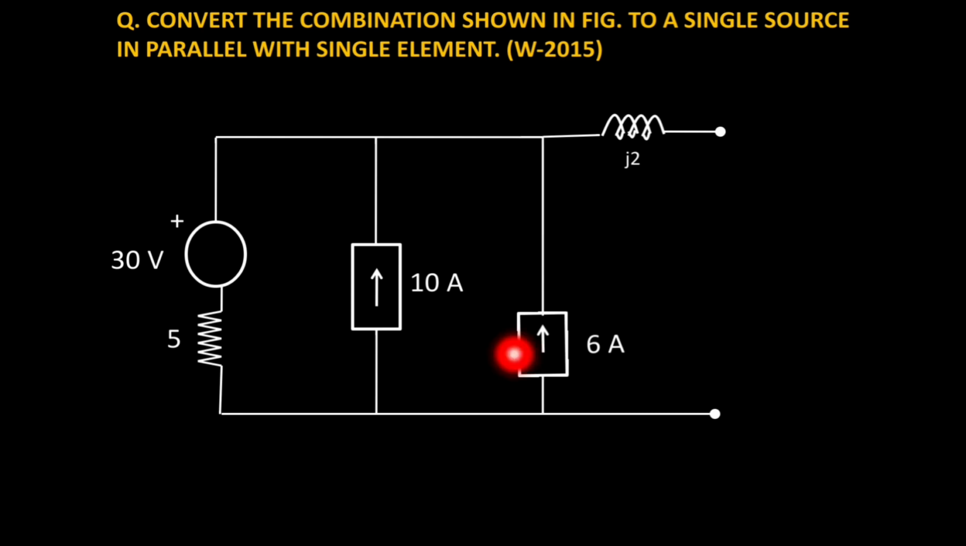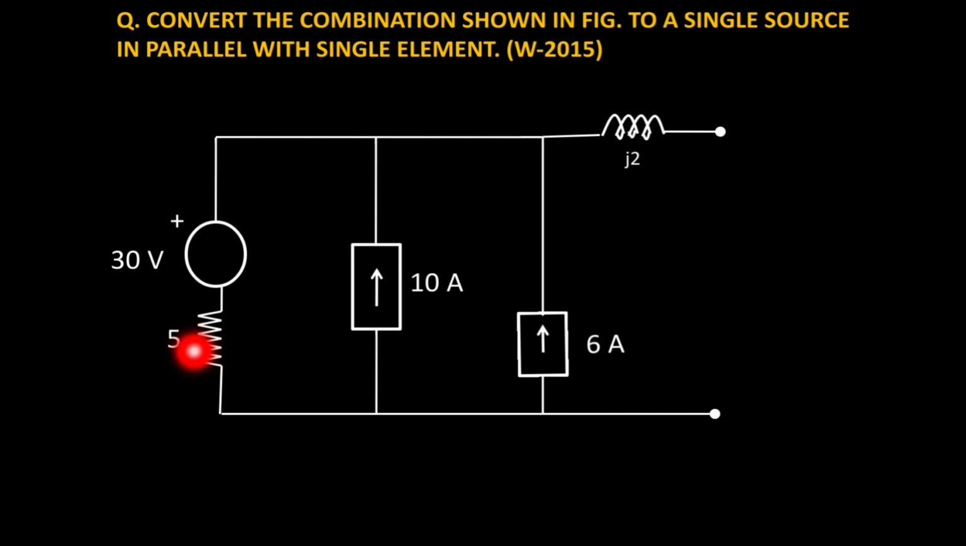Next, if you again observe the circuit carefully, we will find 10 ampere and 6 ampere are current sources connected in parallel. And this voltage source is a practical voltage source, because there is an element connected in series with it. So here a practical voltage source is connected in parallel with the current sources. So it will be convenient for us to convert this voltage source into an equivalent current source.